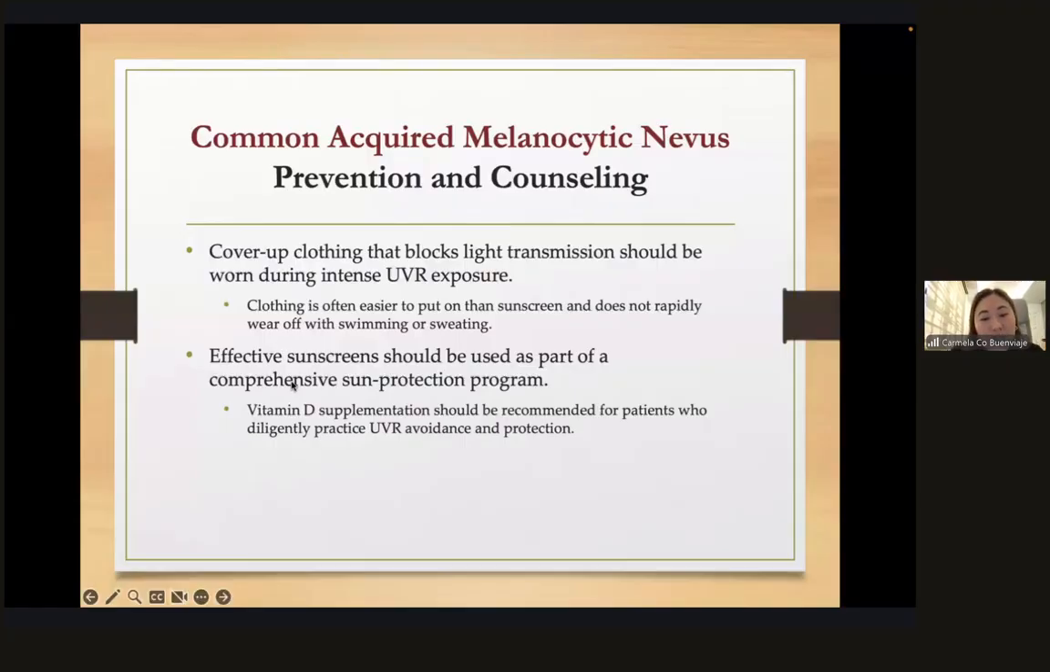So effective sunscreens should be used as part of a comprehensive sun protection program, and vitamin D supplementation should be recommended for patients who diligently practice UVR avoidance and protection. So we just give vitamin D supplements.